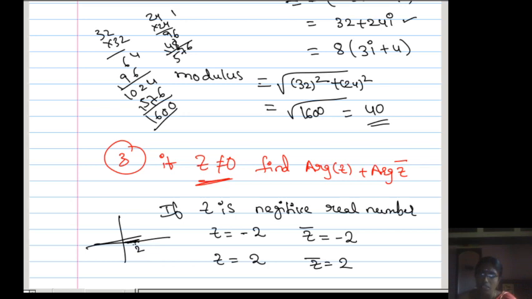What is the angle made with itself? 0 degrees. Yes. So argument of z plus argument of z bar is 0 plus 0. We are getting 0 only.